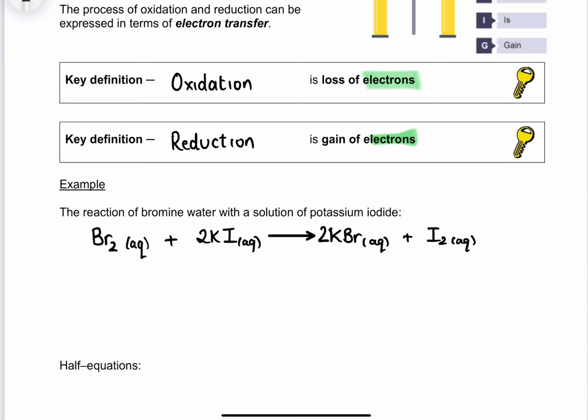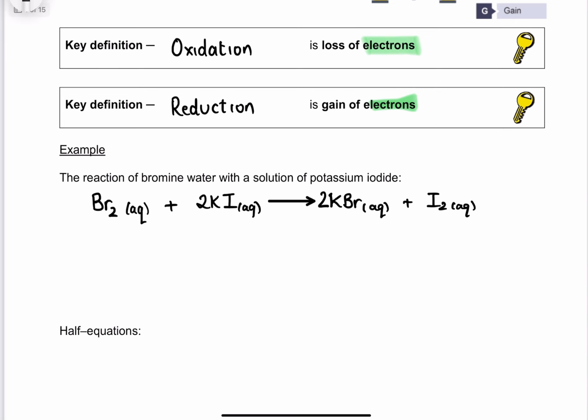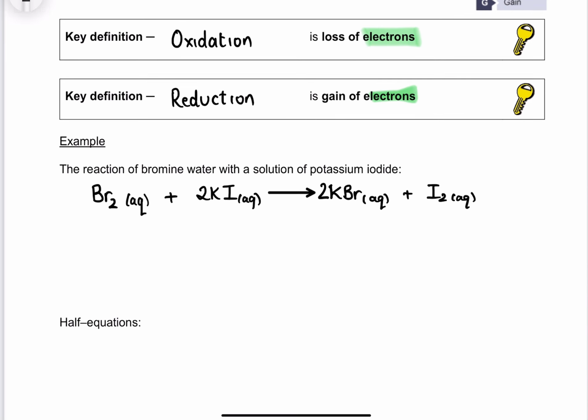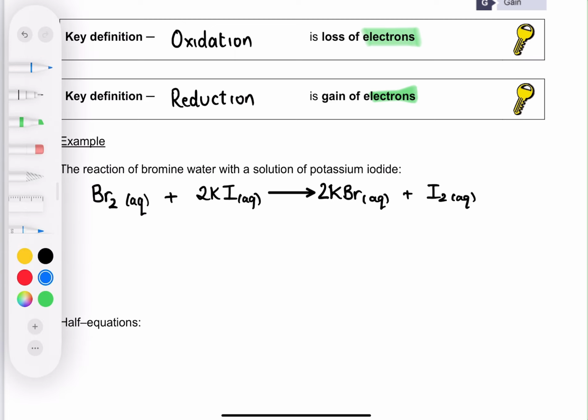Now, if we're going to decide who was oxidized and who was reduced using transfer of electrons, we'll probably need to convert this into an ionic equation. So again, have a go at converting this to an ionic equation. If you feel confident, you might be able to do that in one step. If not, you might need to take a couple of steps to get there. But Br2 is not ionic, it's a covalent compound. So despite being aq, that's irrelevant because it's covalent.